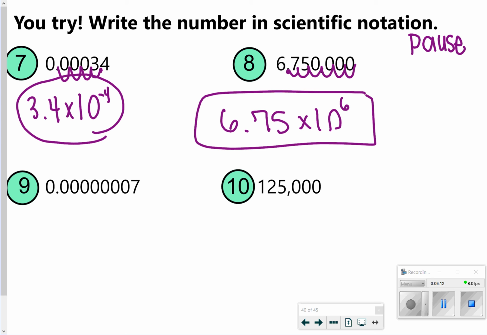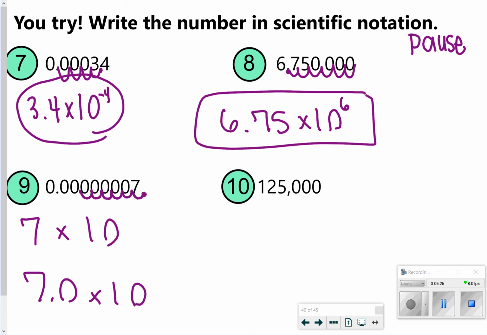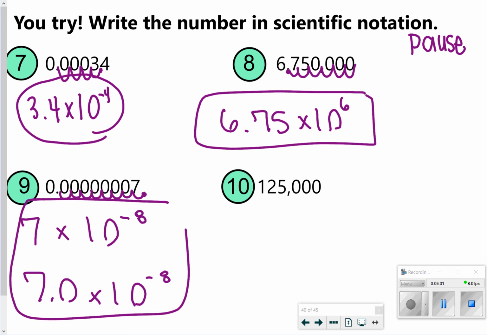Number 9, my decimal needed to be after the 7, so I could either write 7 or 7.0, both mean the same thing. Let's figure out what my exponent should be. 1, 2, 3, 4, 5, 6, 7, 8. So that'd be a negative 8th power because I had to go back to the left to write my new decimal point.